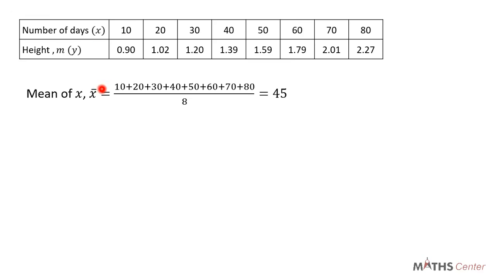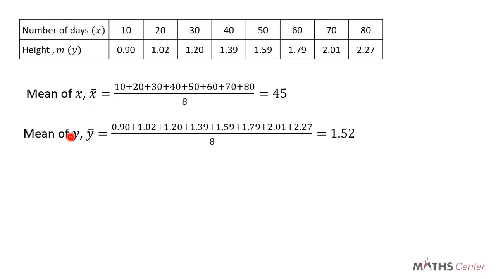To get the x-mean, you add all the x values and then we divide it by their number. The x values are 1, 2, 3, 4, 5, 6, 7, 8. They are 8 in number. So we add 10 plus 20 plus 30 plus 40 plus 50 plus 60 plus 70 plus 80. You divide that by 8 and that gives us 45. That will be the x-mean.